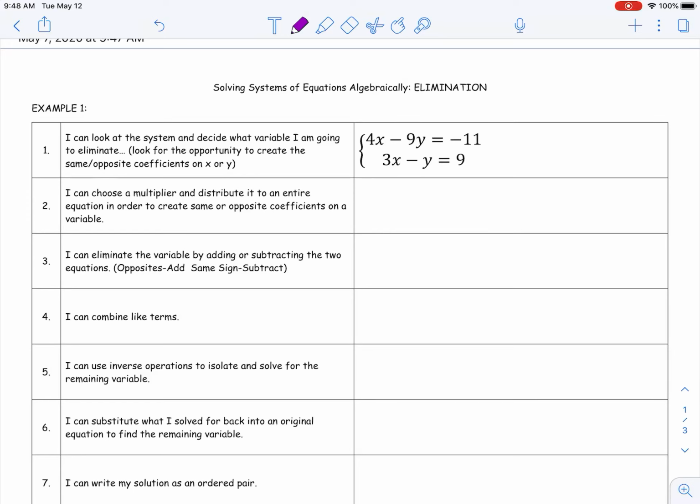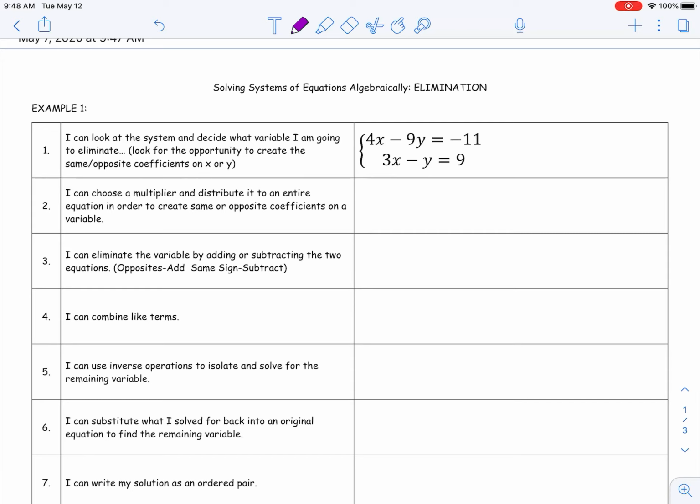Okay guys, elimination part 2. So we're adding a little layer of difficulty here today, and then we'll work with this for the next few days. Looking at the system on the screen in front of you, you probably noticed that unlike yesterday and the day before that, we do not have the same coefficient or the opposite coefficient on my x's and y's. So the added layer today is we're going to have to make that happen.